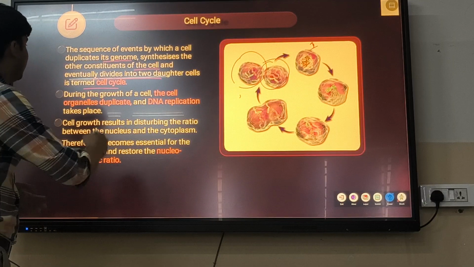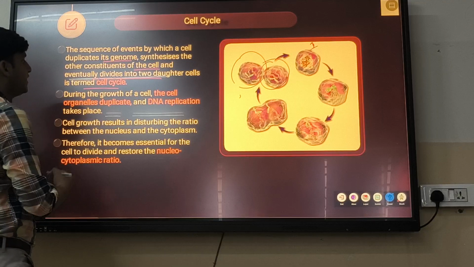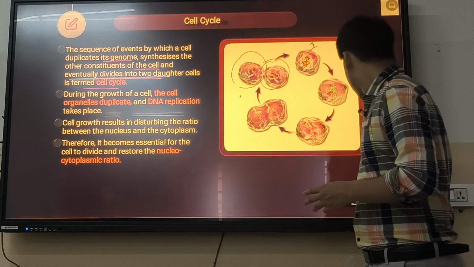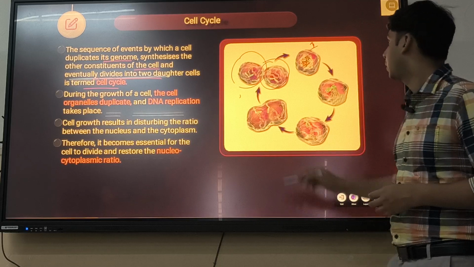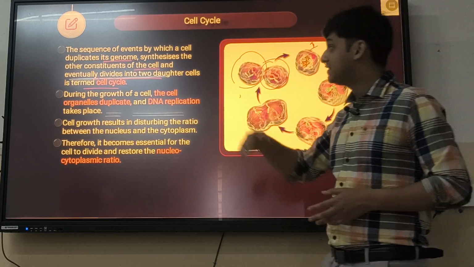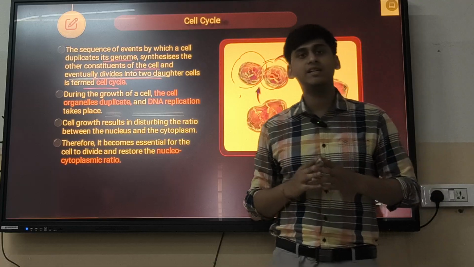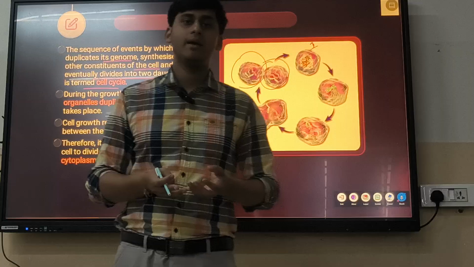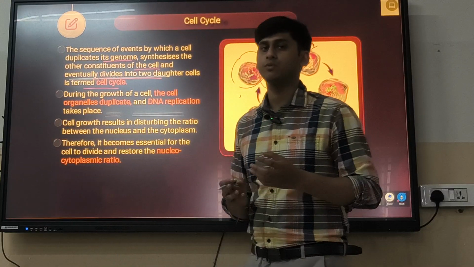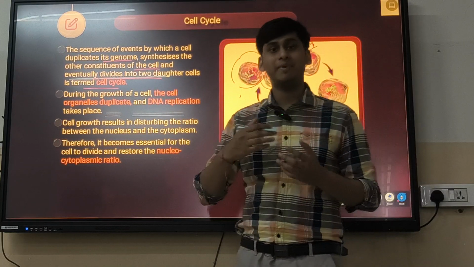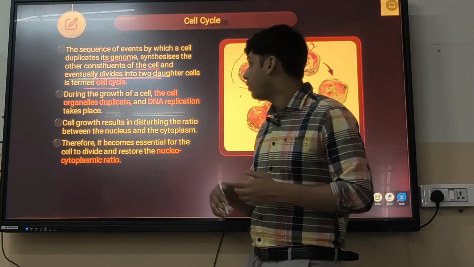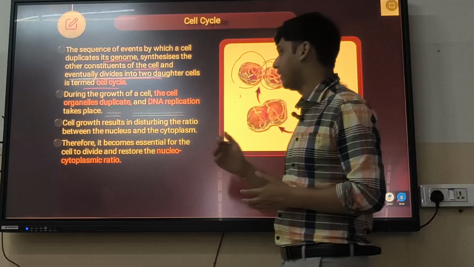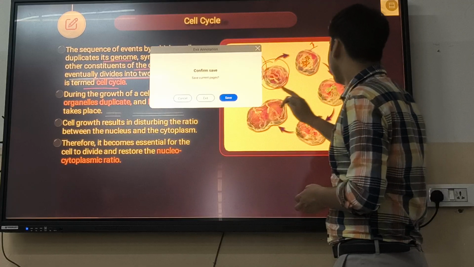So, during the growth of a cell, the cell organelles duplicate and DNA replication takes place. During the growth in the cell cycle, the organelles present in the cell will double. May it be the mitochondria, the Golgi body, or the ribosome, everything present in the parent cell will be doubled. And DNA replication will also take place. So, let us go to the next slide.